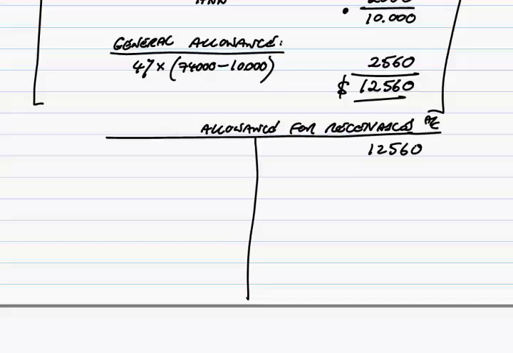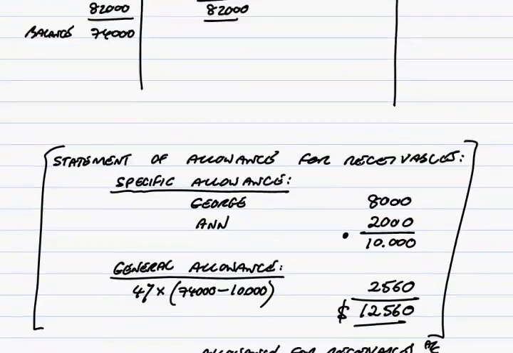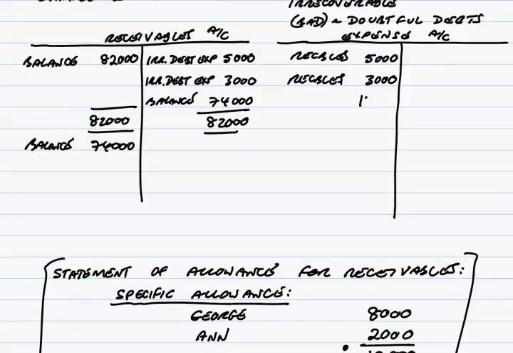What about the double entry? Well, of course, although this figure we are using it to reduce receivables on the balance sheet, the cost of doing that we'll debit to our irrecoverable and doubtful debts expense account. Credit allowance, debit irrecoverable and doubtful debts expense account.